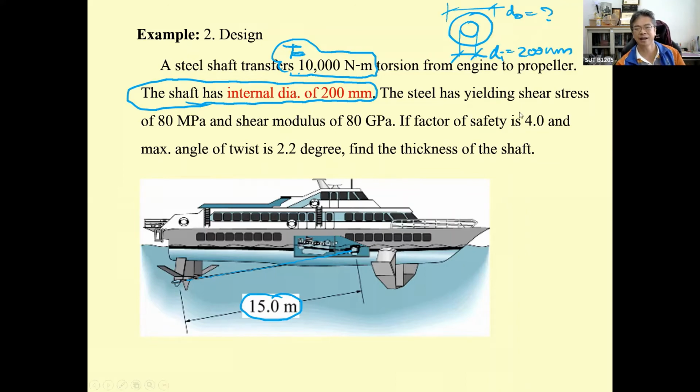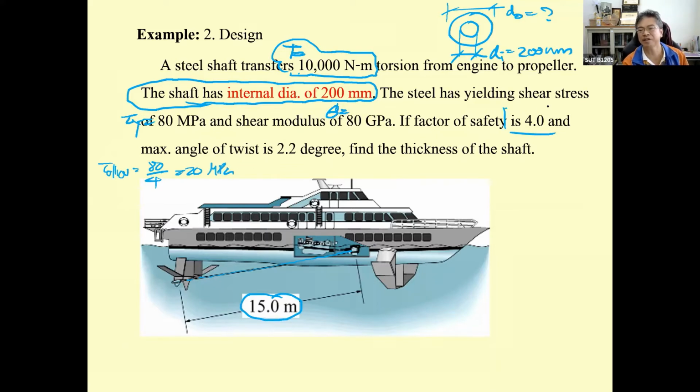Okay, and then we have the yielding stress of 80 megapascal, and the shear modulus, this is going to be G. This is going to be tau sub y. You're going to find tau allowable. It's going to be 80 divided by 4. That is going to be 20 megapascal.